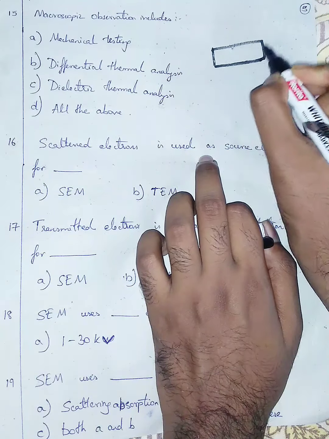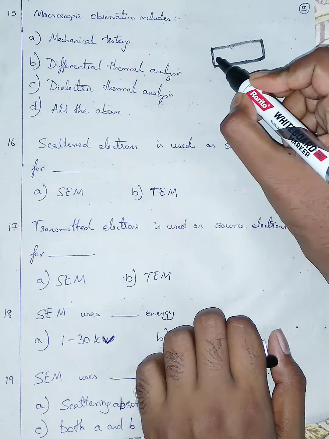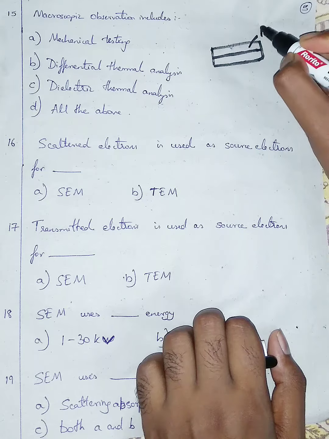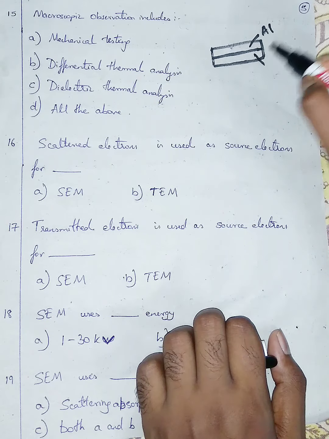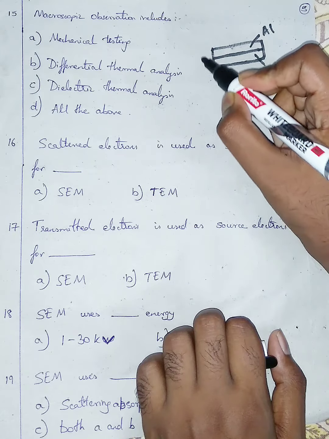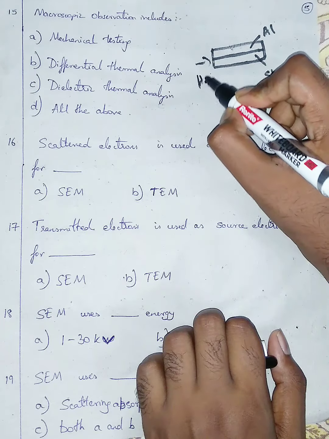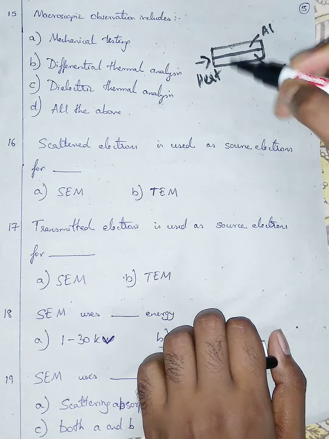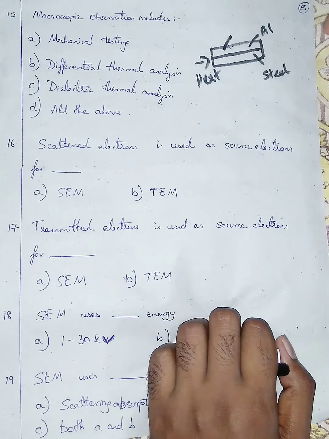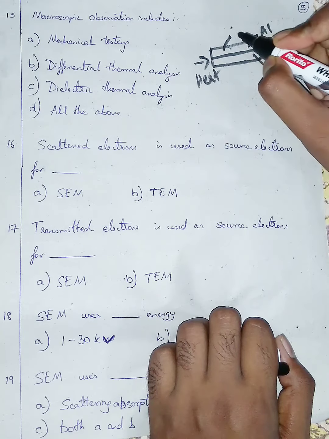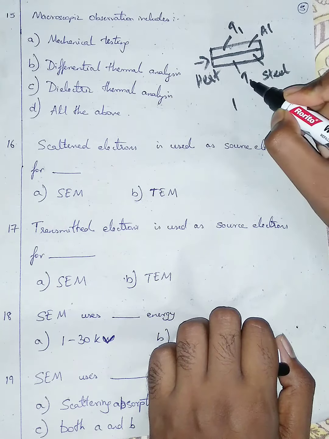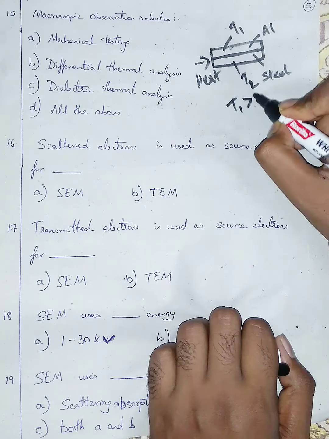This is a metal workpiece. It is made of two metals, one aluminum and one steel. You will be placing heat here. You will be heating here. This part of the material will be conducting more heat, and this part of the material will be conducting less heat.